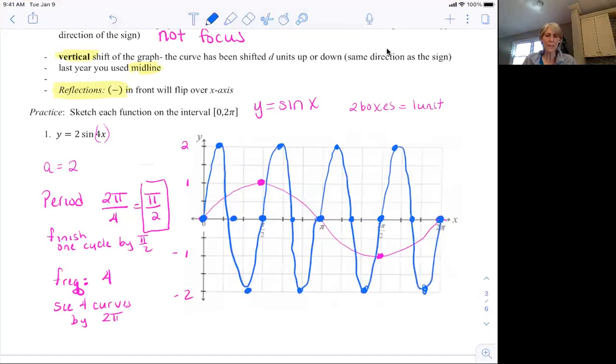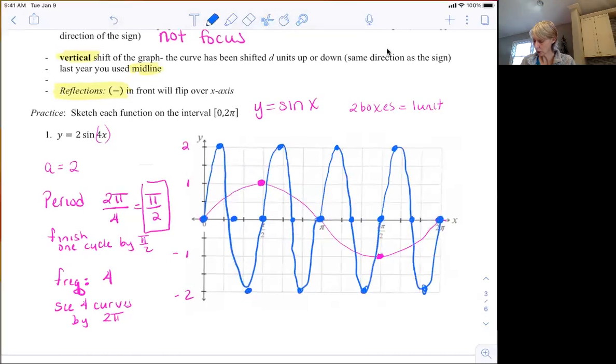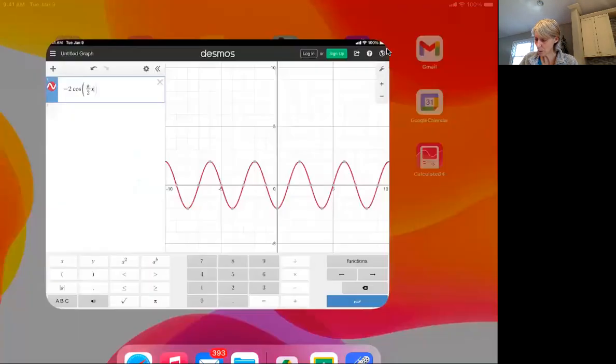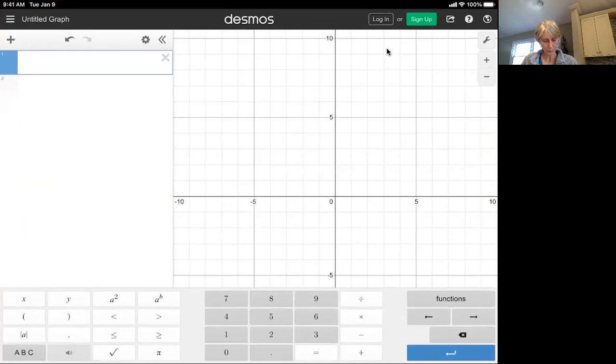And I could expect something of that nature. I could expect you guys to handle something of that nature. Now, if you want to check your work, by all means, and I think Desmos does a nice job.